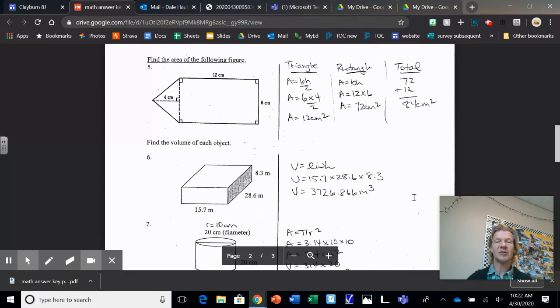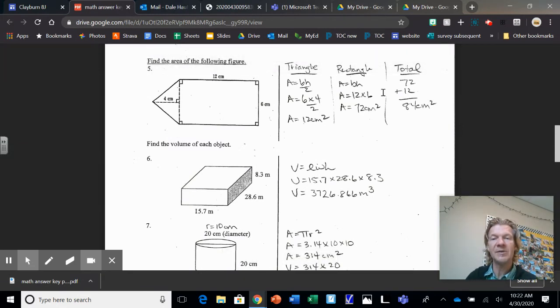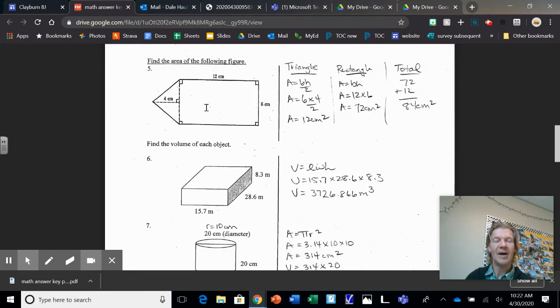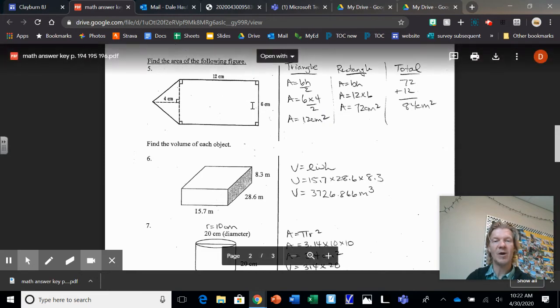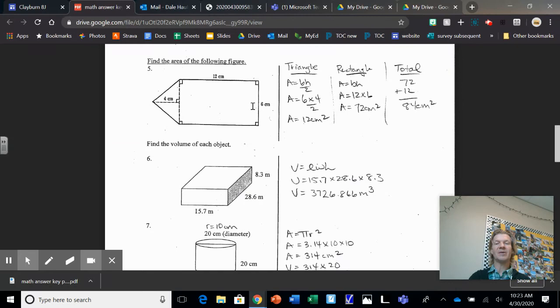Okay, second page. What you have to do for this one, the details are here. You have to get the area of this triangle. Then you have to get the area of this rectangle and add them together. So area of a triangle is base times height divided by 2, right? 6 times 4 divided by 2, and you get 12 centimeters squared. Area of this rectangle is 12 times 6, and you get 72, and you add those two together, and you get 84. That's all you have to do for that one.